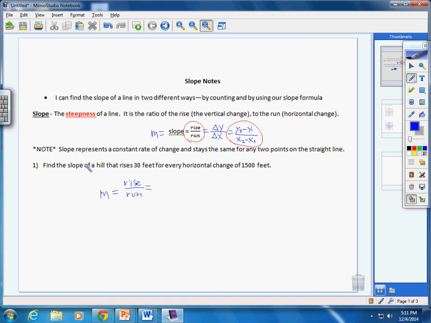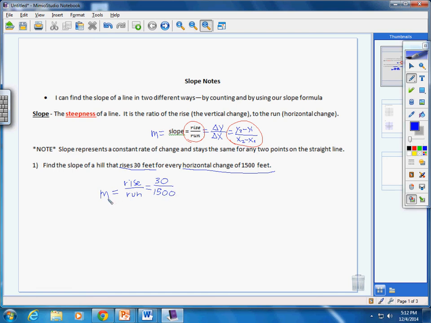So first example, pretty easy one. Find the slope of a hill that rises 30 feet for every horizontal change of 1,500 feet. Well, it kind of words it there for you just perfectly. A hill that rises 30 feet for every horizontal change of 1,500 feet, that means how much you're running. So it's very easy to find your slope of this hill. All you do is say, hey, 30 is my rise, and I'm running. We say run because we talk about flat ground running. Horizontal is just sideways, right? That's our run right there.